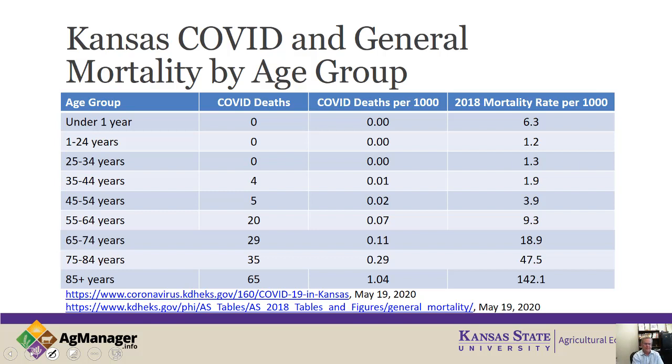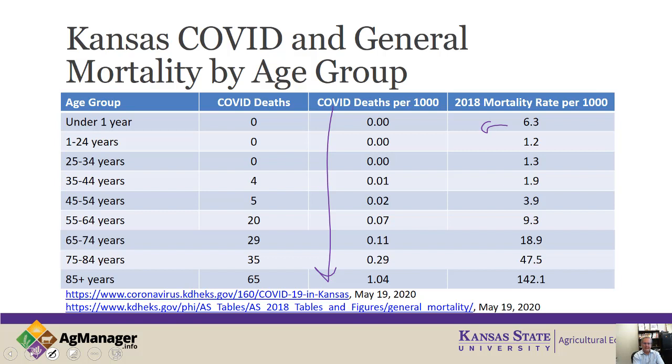The other way of looking at this is essentially looking at the deaths per 1,000. Again, 6.3 individuals per 1,000 die before year 1. 1.2 per 1,000 die between 1 and 24. All the way up to 142.1 out of 1,000 die if they're 85 years or more. If you look at the distribution per 1,000, you can kind of back out what the distribution is.